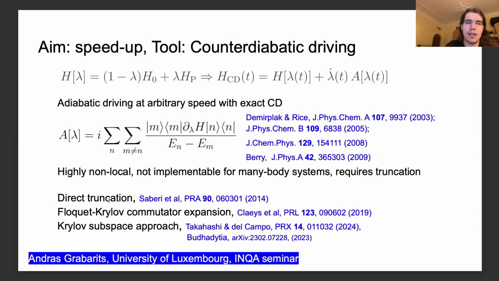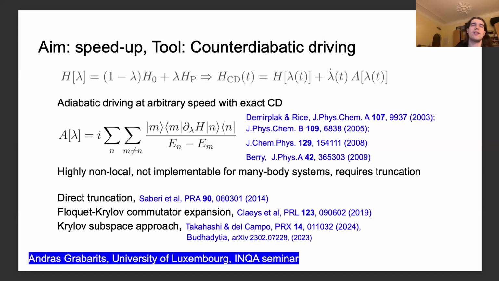So the aim in this part of the talk is to speed up this passage through the first order quantum phase transition, and the tool is counterdiabatic driving. Adding a counterdiabatic term to the quantum annealing Hamiltonian, in this form, the derivative of the protocol times the adiabatic gauge potential, can achieve adiabatic driving at arbitrarily fast processes.